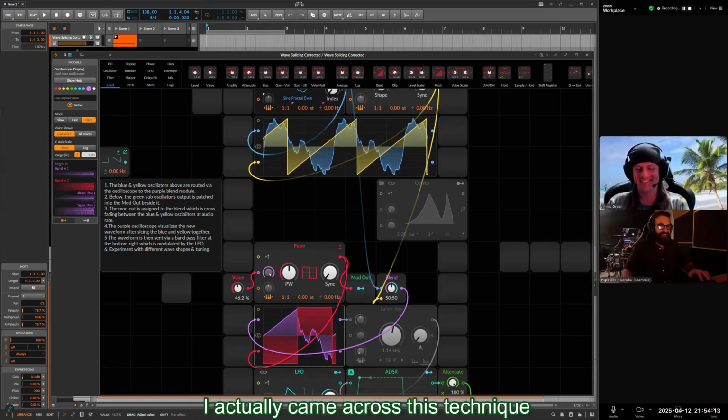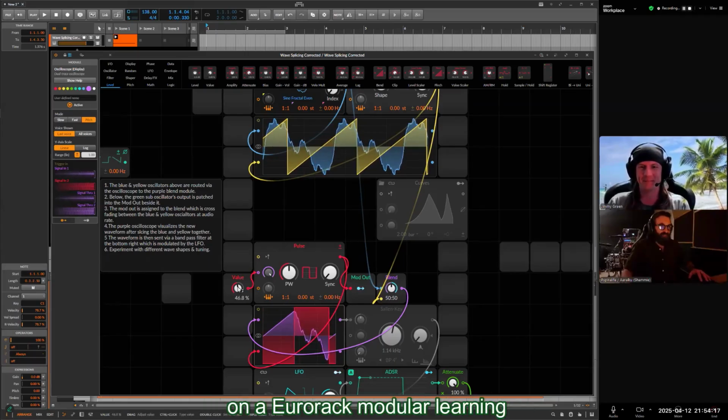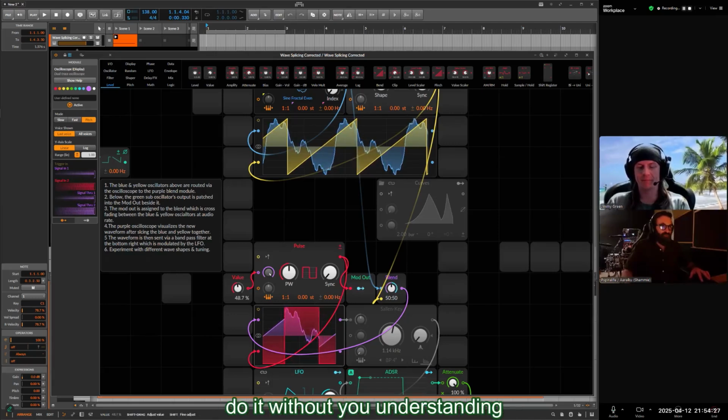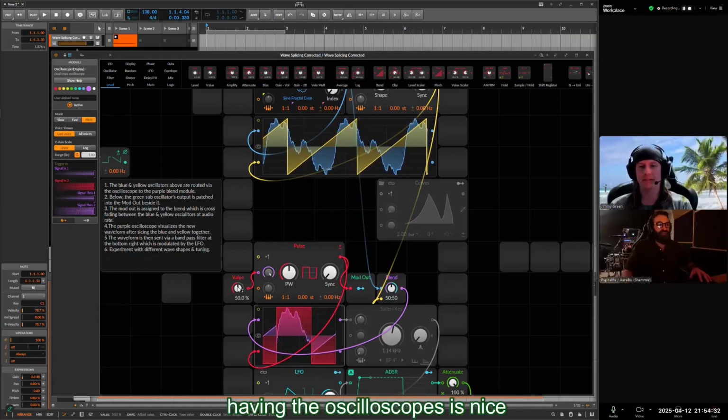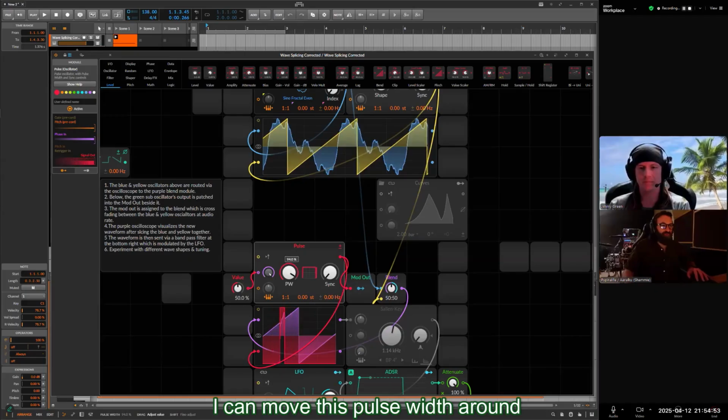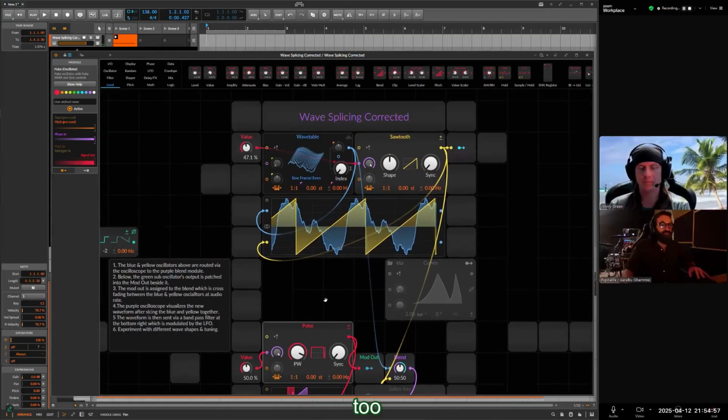Yeah, I actually came across this technique on a Eurorack modular learning school website, and he did it with hardware. And there's actually modules that are designed to do it without you understanding what's happening. But I like figuring it out. Having the oscilloscopes is nice. Yeah, I can move this pulse width around and splice it in different ways too.